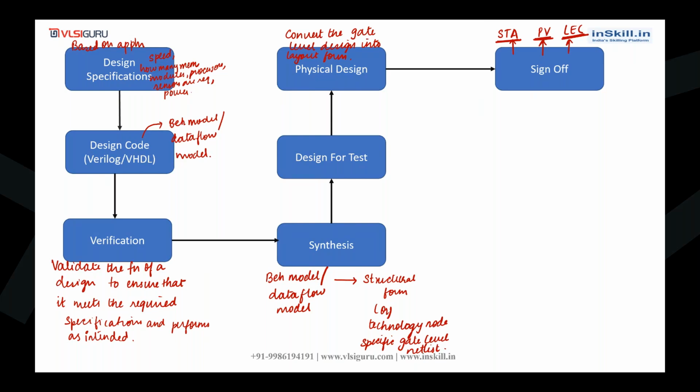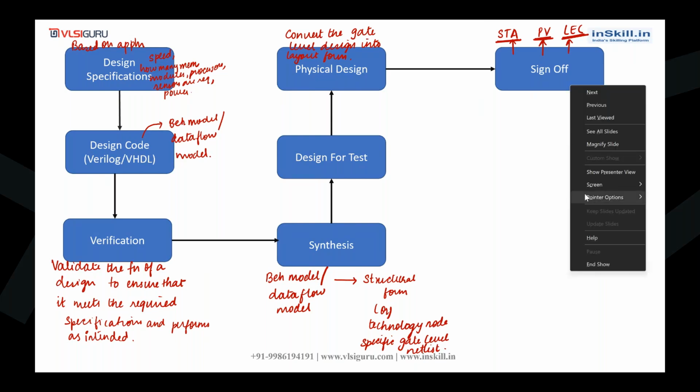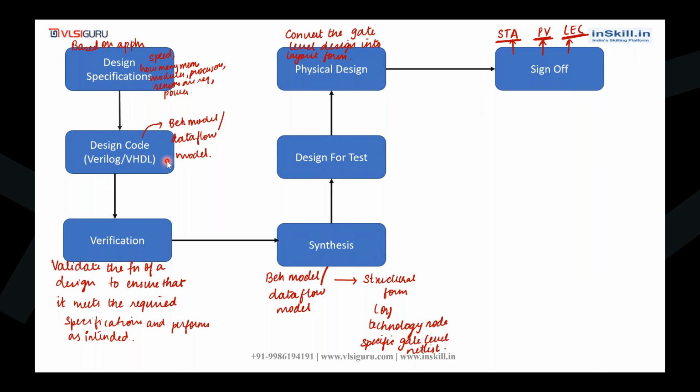So what is the need of doing LEC? If you see in the process of chip design, our design undergoes a lot of changes in each stage. First we had the behavioral and data flow level model form of the code. At the time of synthesis, it got converted into a structural form, or you can call it a technology node specific gate level netlist. And if you want to go for low power design, then certain special cells have to be added, like clock gating, retention registers, and level shifters. Some more extra cells have to be added into your design.